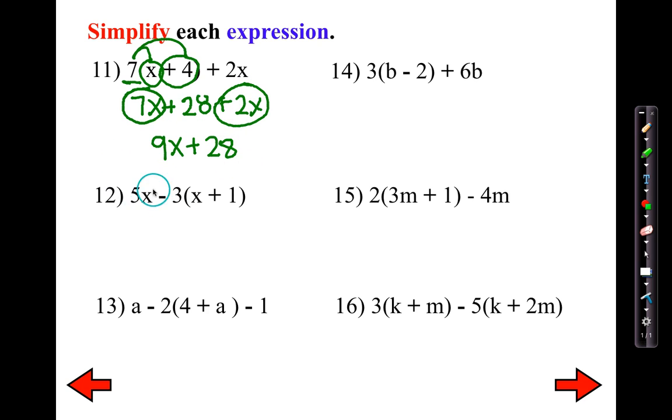Now can I combine these two terms? The answer is no, because this is a variable and this is a constant. They are unlike terms, so I'm not going to combine them any further than that.